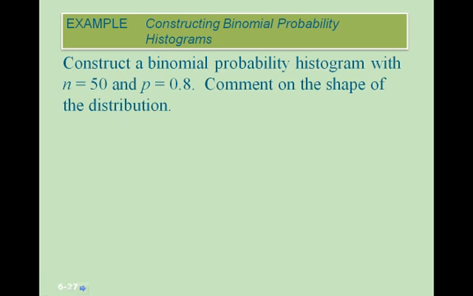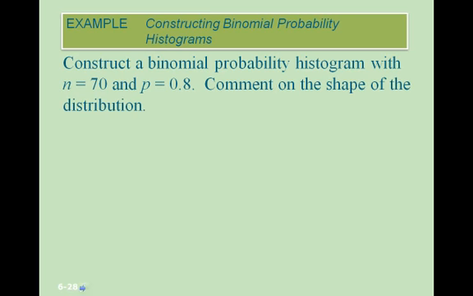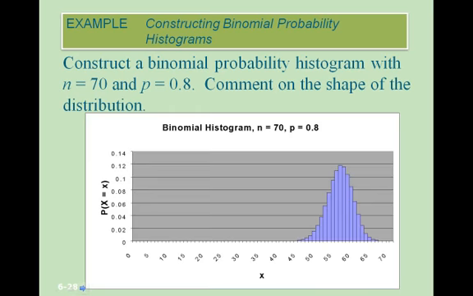And now let's look at what happens when we increase n to 50, but leave the probability at 0.8. And we see that this one is only slightly skewed right. And now we'll increase n to 70 and leave our probability at 0.8. And we see now that this one is even closer to being in a bell shape. So this appears to be bell-shaped.